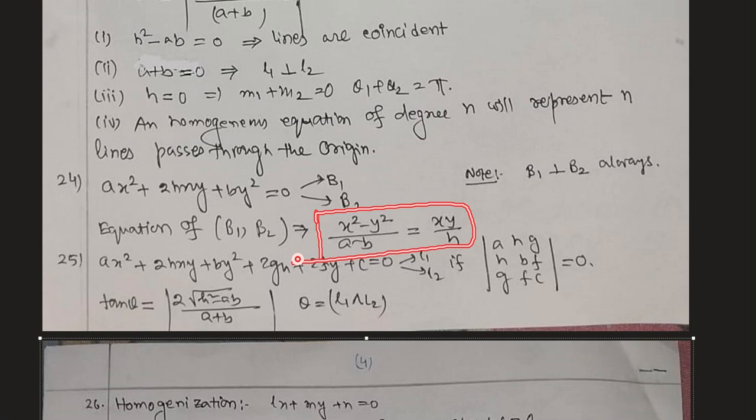X square minus y square divided by a minus b is equal to y by h. Now this is the general second degree equation. This represents all the conics, circle, straight line, everything. So if this determinant is 0, how can we remember this determinant?